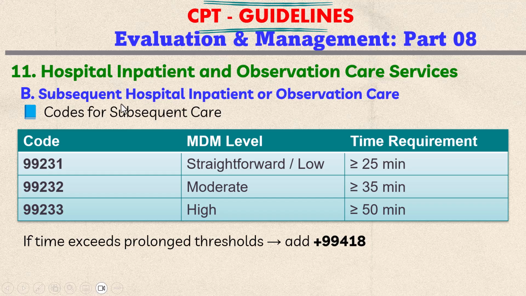So the codes for the subsequent care are 99231. MDM level is straightforward or low. Time requirement is more than 25 minutes. 99232 is moderate MDM. Time requirement is more than 35 minutes. 99233 is for high MDM, and time requirement is more than 50 minutes. If time exceeds the prolonged threshold, that is more than 90 minutes, add 99418.